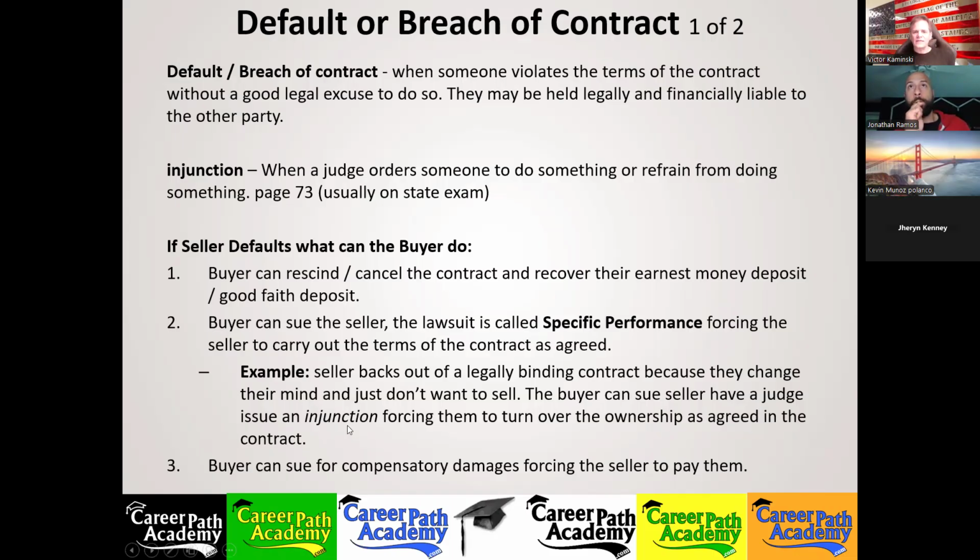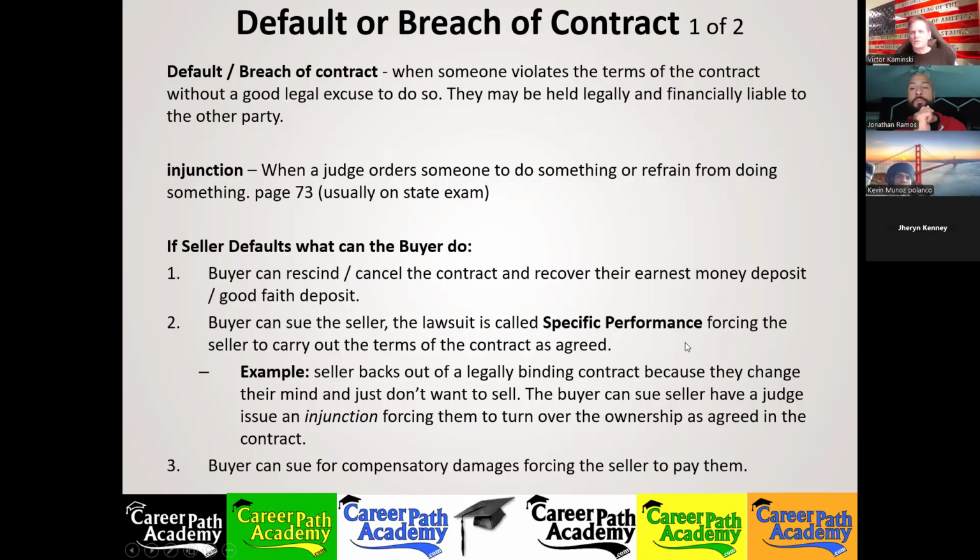That buyer's got a lot of money in so far. They did home inspections, appraisals, they had title searches and title insurance and homeowners insurance, and they already ended their lease or wherever they were and or sold their house, and they're ready to move in, and now the seller's saying, I don't know. Well, you're in breach of contract. You can sue a seller, forcing them to turn over the ownership at this point. That's called specific performance.